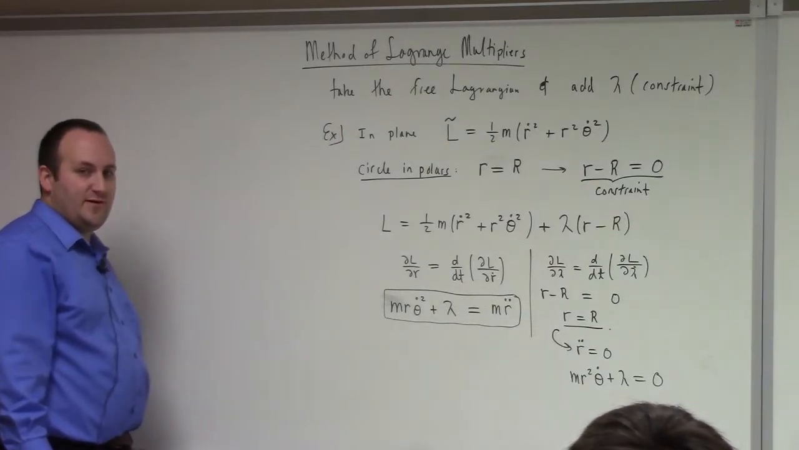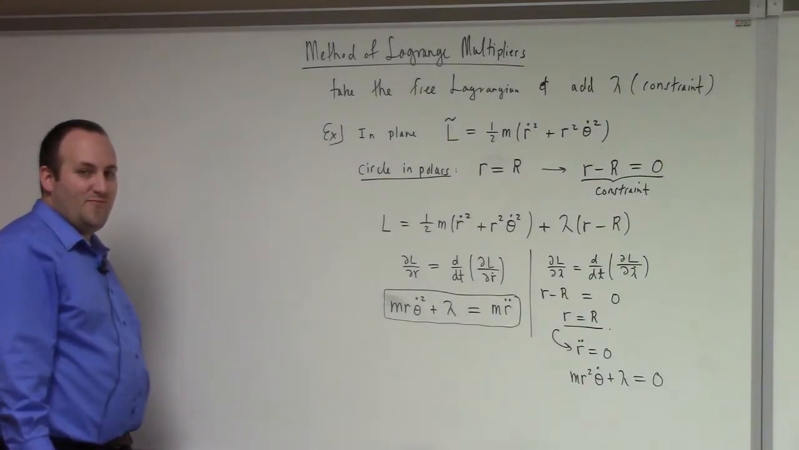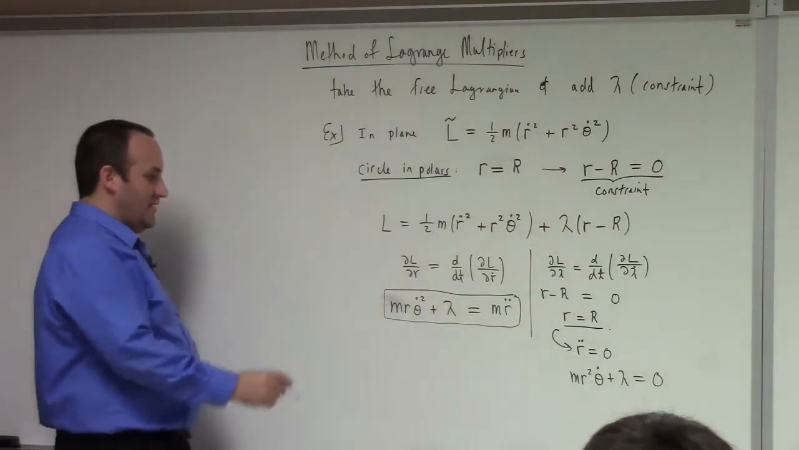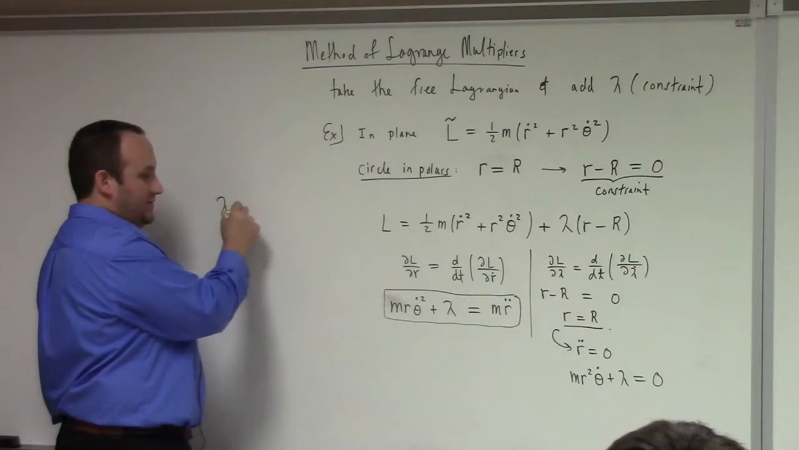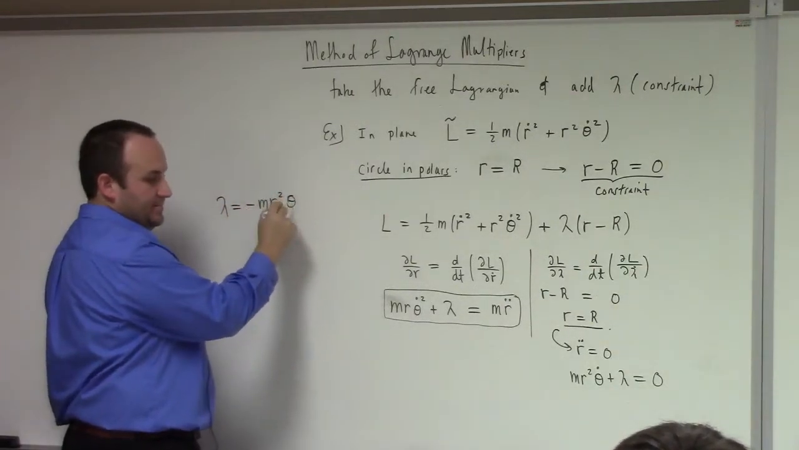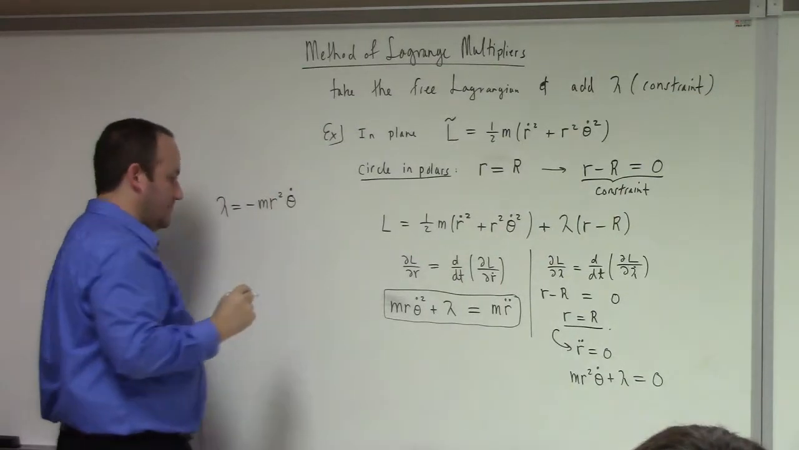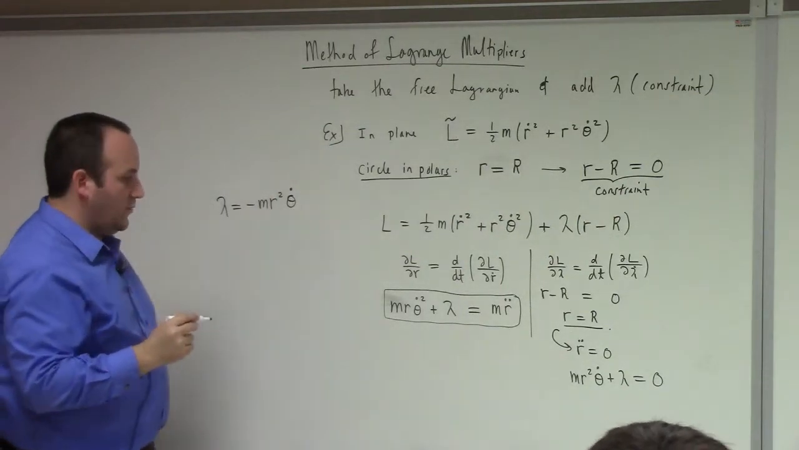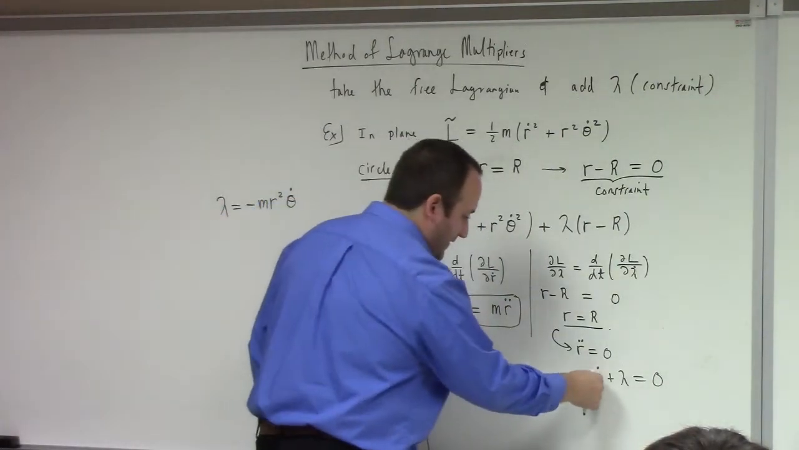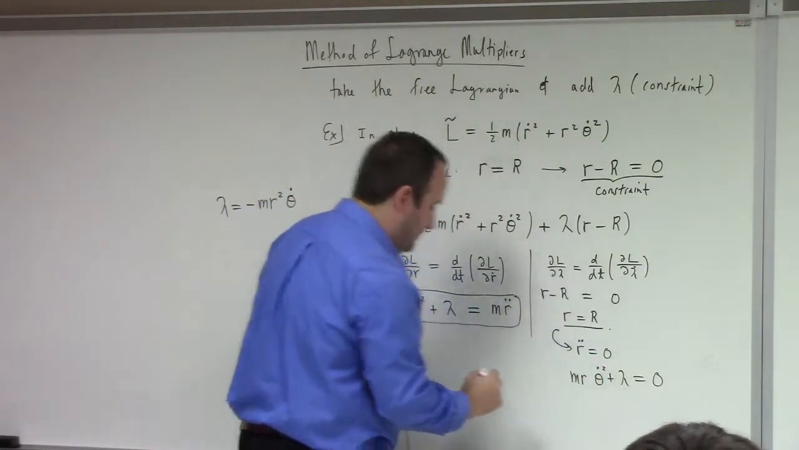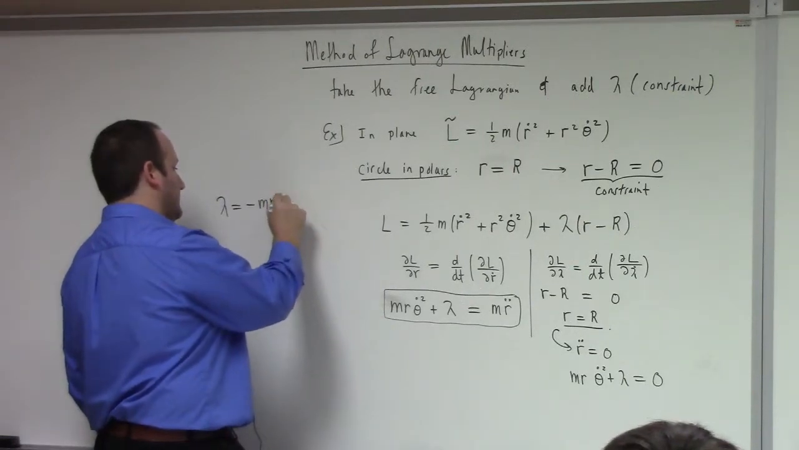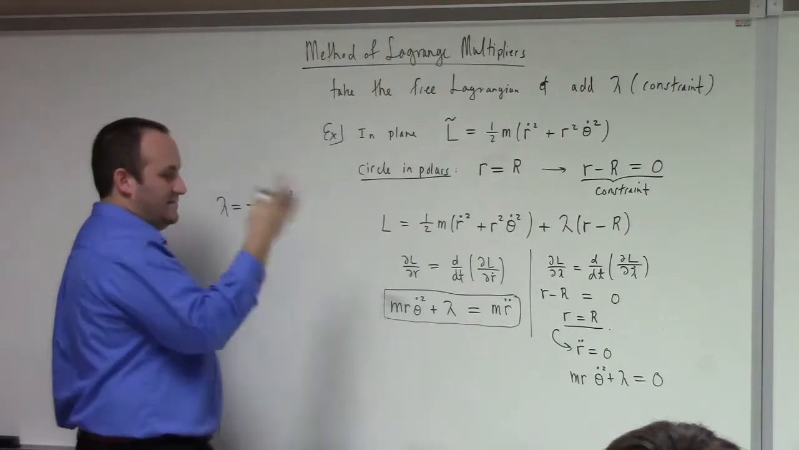Thank you, Nathan. So lambda is equal to what? Lambda is equal to minus m r theta dot squared. Oh, I have somehow juxtaposed the square, right? The square is on the theta dot. That's important. Minus m r theta dot squared, right?